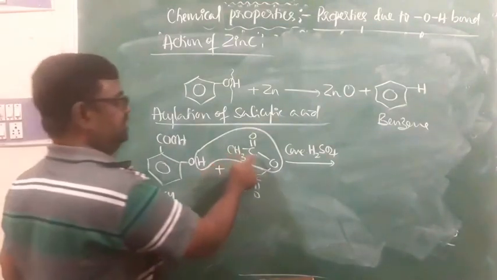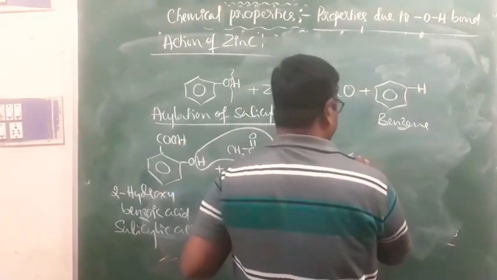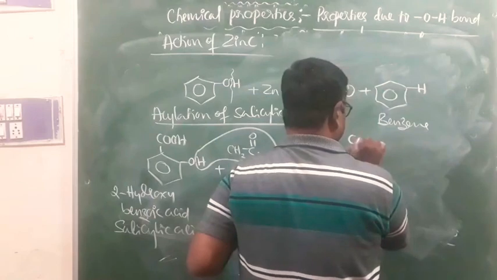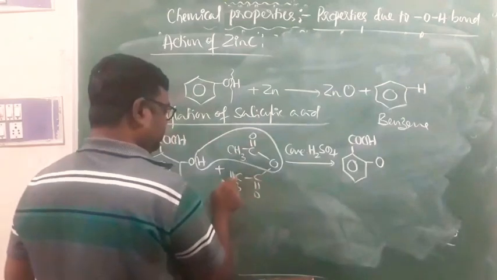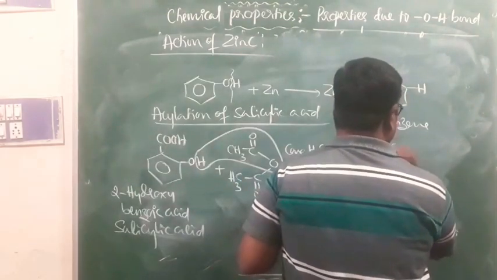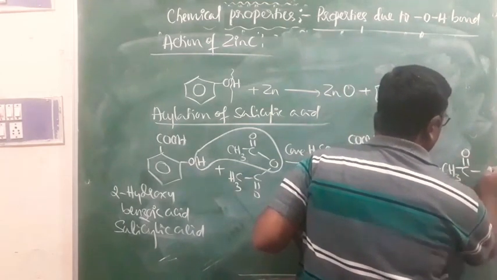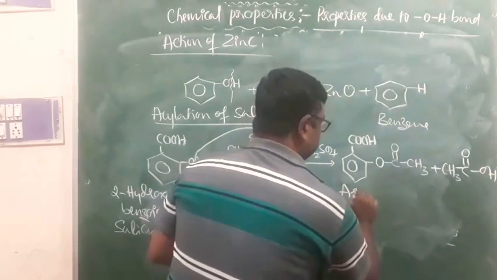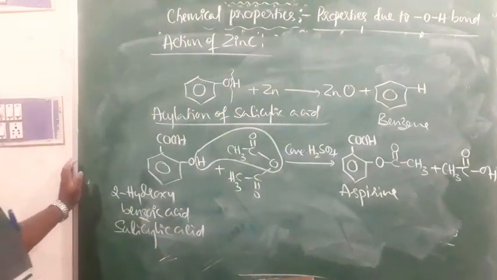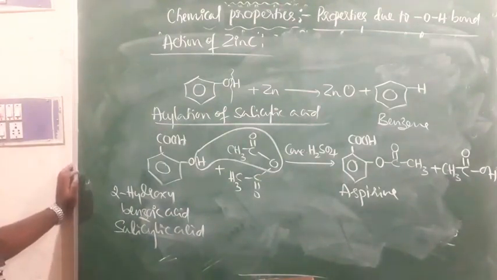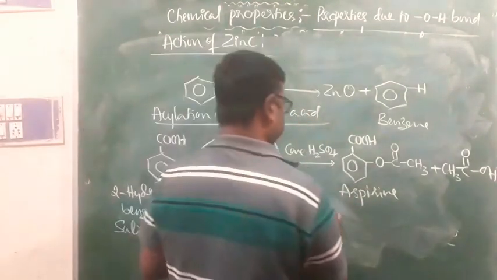You are going to get CH3COOH, and the CH3CO group is connected to oxygen. Thereby, you are going to get one useful compound, with COOH and O, COCH3 connected to this, C double bond O, and CH3. So this is what we call aspirin. The IUPAC name of it is 2-acetoxy benzoic acid.